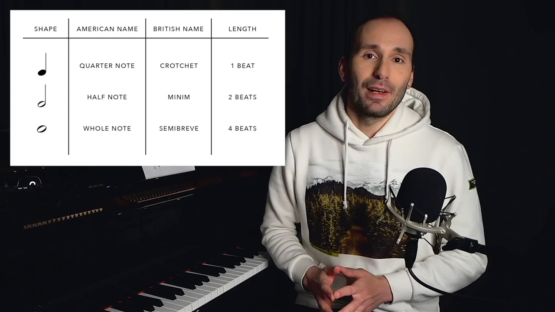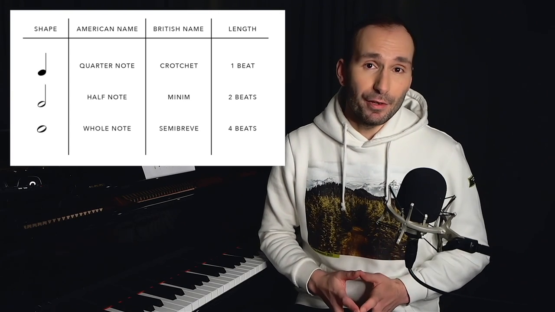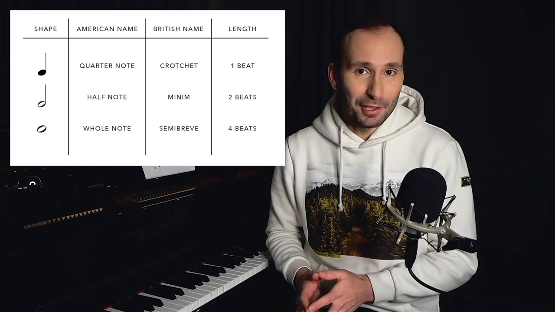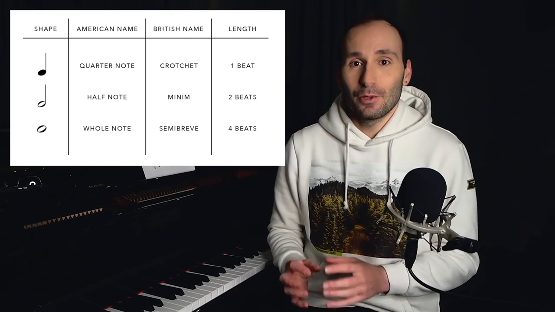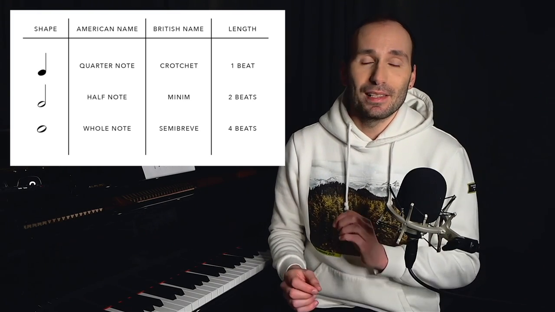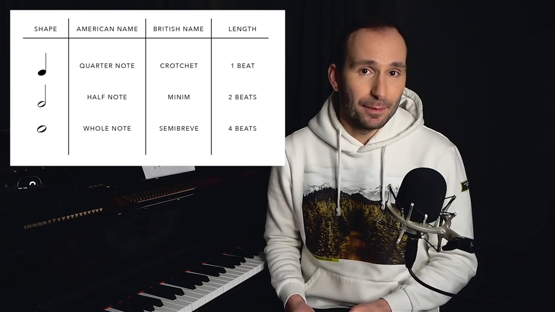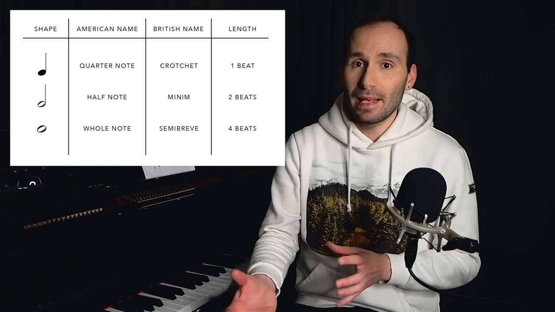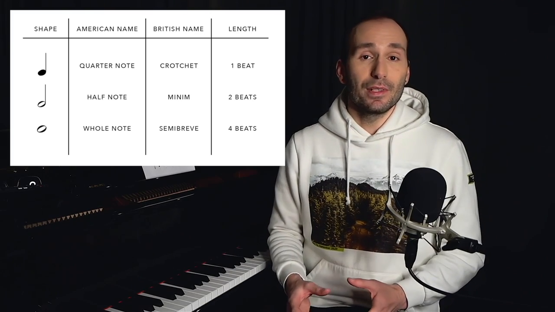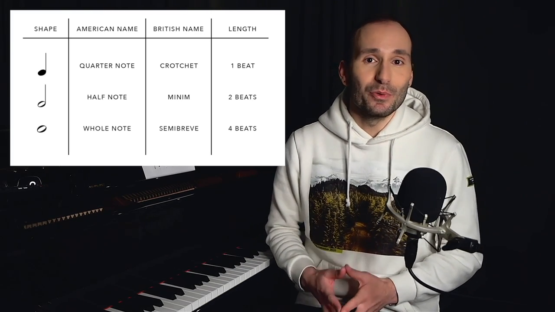The second note value is going to be the half note or minim in British English. And this one looks just like the crotchet or quarter note, but it's white inside, empty, instead of a black filled in note head. So they look identical, but one is black, one is white inside, and this one is going to be 2 counts long or 2 beats long.